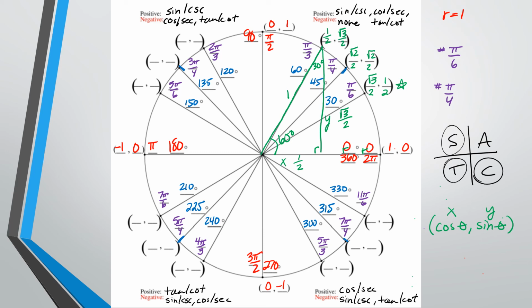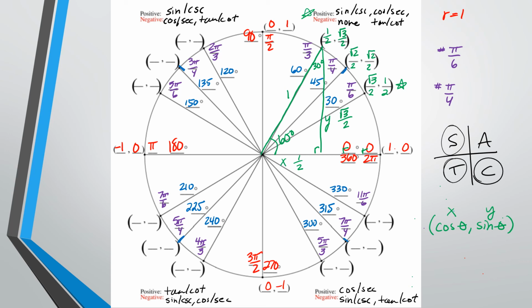Everything is positive because we're in quadrant 1, so I didn't have to worry about any negatives, and that is kind of reinforced by this up here where it's talking about what's positive and what's negative. So I have all of my coordinates, and you'll notice that the 30-degree coordinate and the 60-degree coordinate are the exact same thing. They're just flipped.